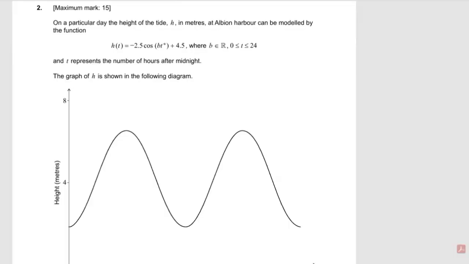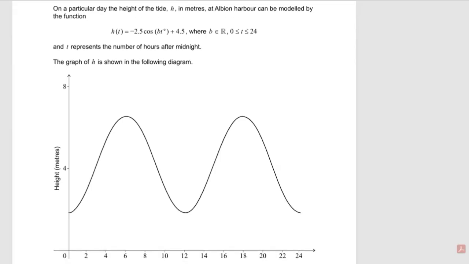Question 2, it's a 15-mark question. On a particular day, the height of the tide h in meters at Albion Harbor can be modeled by this function. This is a sinusoidal function where b is a real number and t is within 0 to 24, and t represents the number of hours after midnight. So we can check the domain as well. It's given 0 to 24.